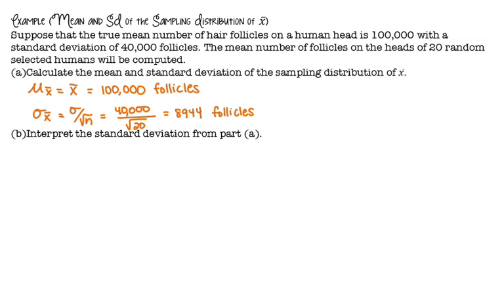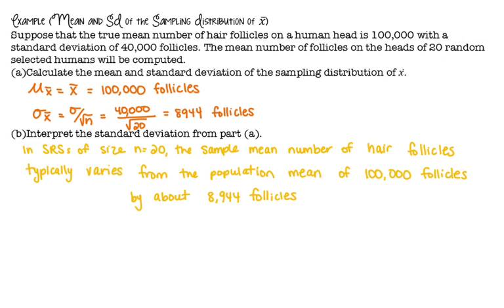So remember, interpreting standard deviation, we want those two words: typically varies. So in simple random samples of size n equals 20, because remember we are taking sampling distributions, the sample mean number of hair follicles typically varies from the population mean of 100,000 follicles by about 8,944 follicles.